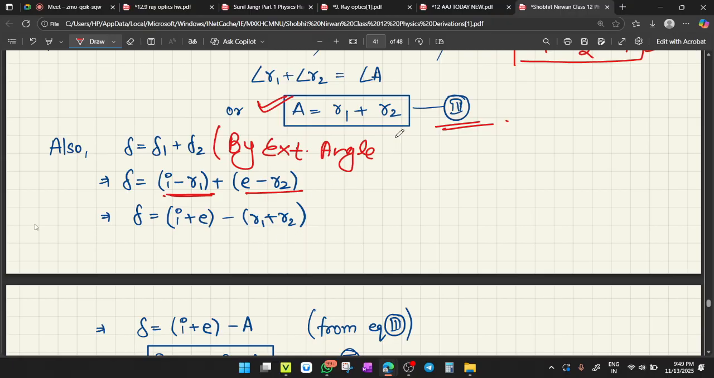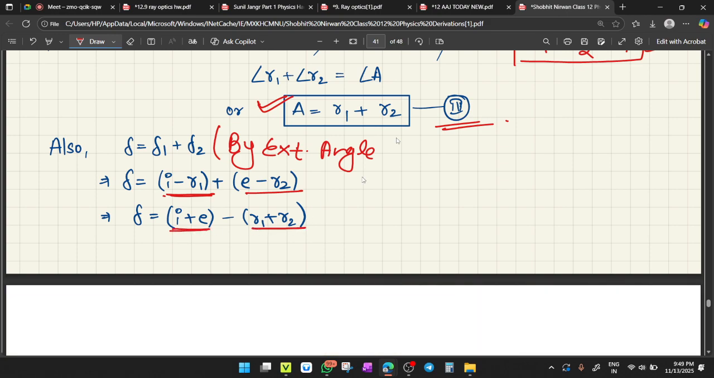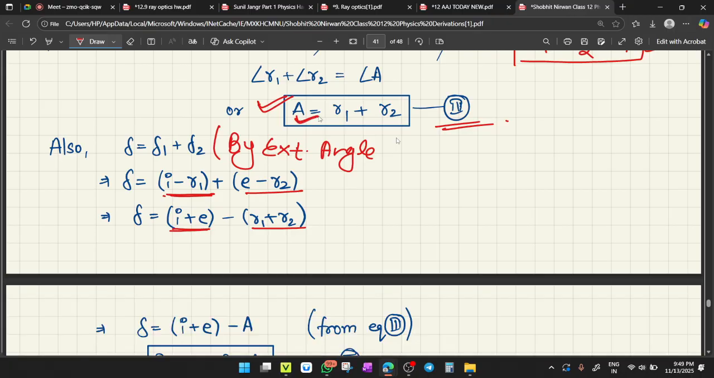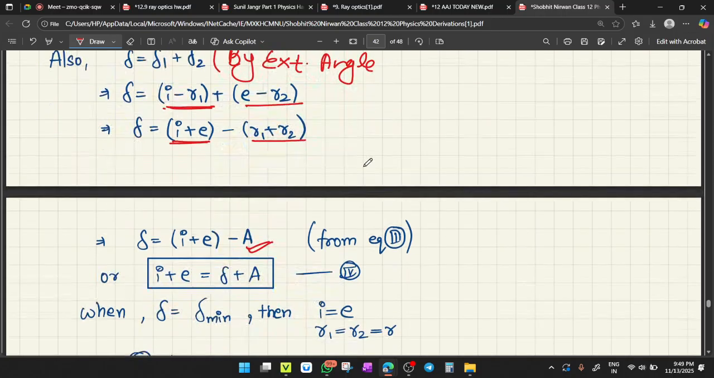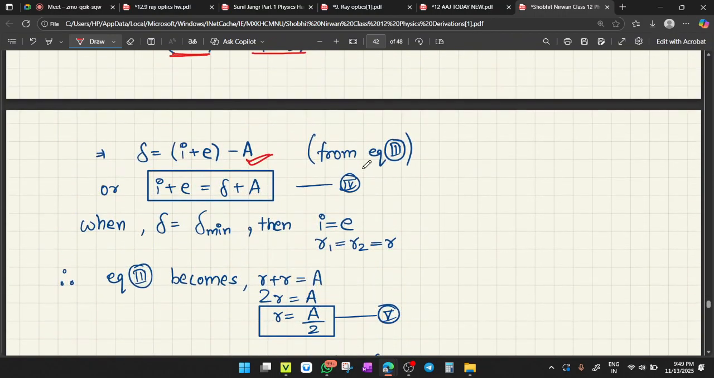Clear? So I minus R1 plus E minus R2. Make I and E together, so it will become I plus E minus R1 plus R2. We just figured out that R1 plus R2 equals A, so in the place of R1 plus R2, we can put A. So it will become I plus E minus A.